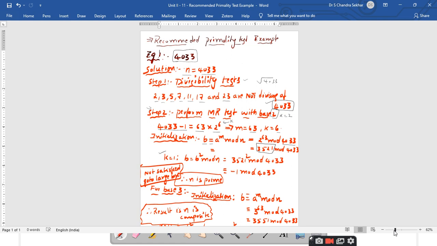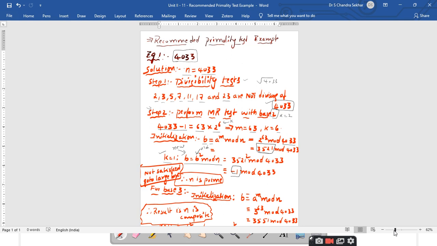Initially, I take the value of k equal to 1, the first iteration, b equals b square mod n. As I told you, you need to calculate a new value of b from the old value of b. So this is the new value of b and this is the old value of b. The old value of b is 3521. So I calculate 3521 squared mod 4033, where I get minus 1 mod 4033.